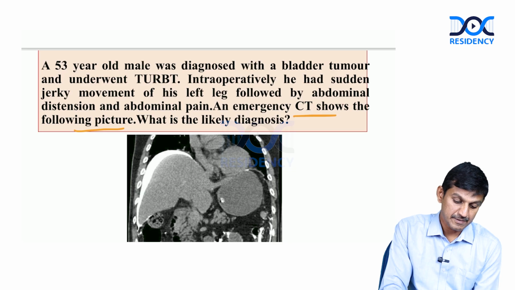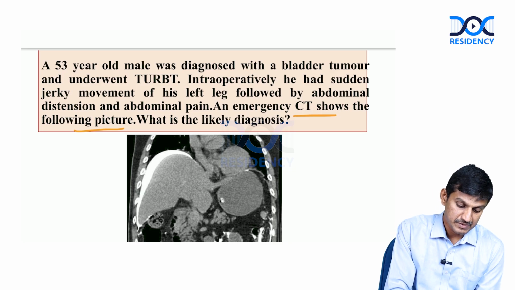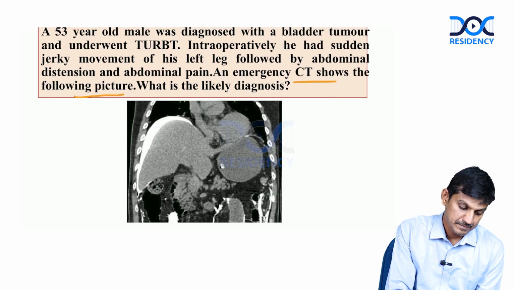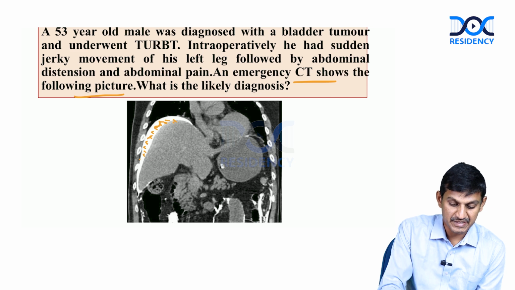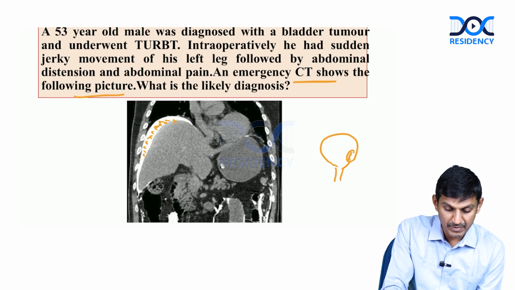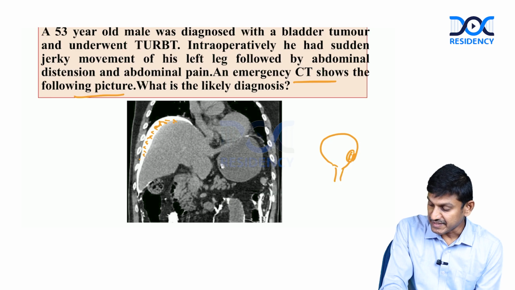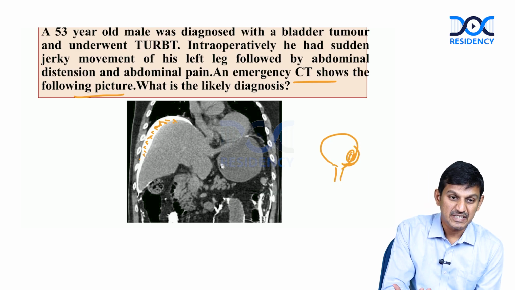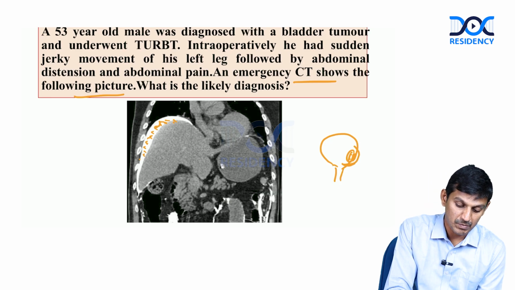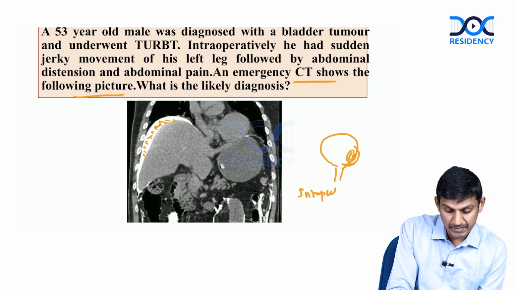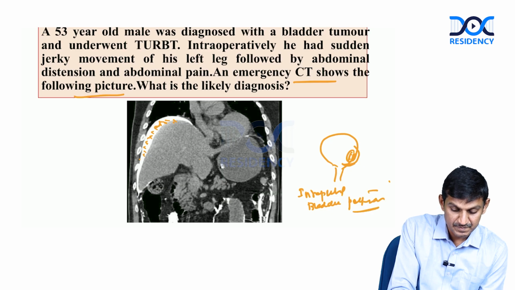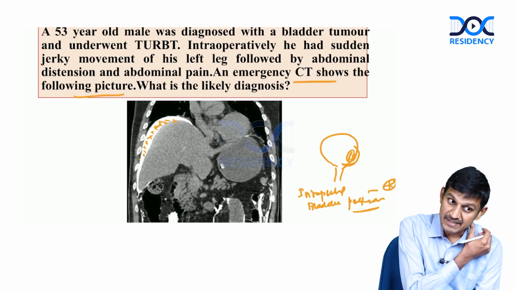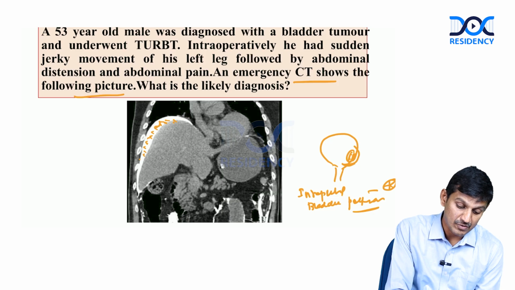So we have done a CT. There is a radio-opaque contrast in the subdiaphragmatic space. The patient underwent a bladder tumor resection, and during it the patient had some form of jerky movement which has resulted in perforation. So probably it's a case of intraperitoneal bladder perforation, which has resulted in urine collecting in the peritoneal cavity.